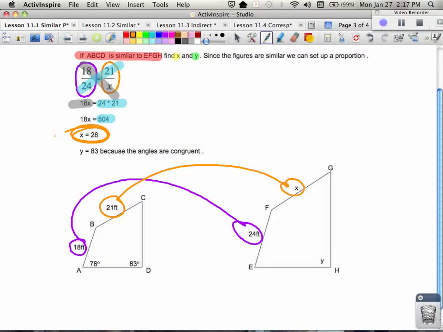The great news about finding y in this particular case is that my y value, which is the bottom right angle here, matches up with the bottom right of the previous quadrilateral. And so I know that my y value has to be 83 degrees because the angles that correspond have to be congruent.